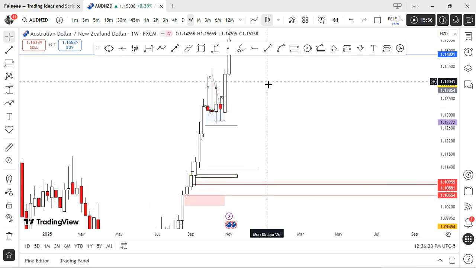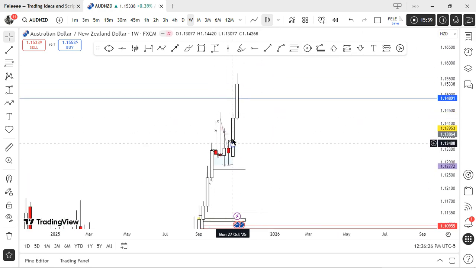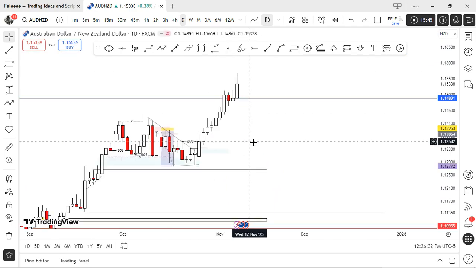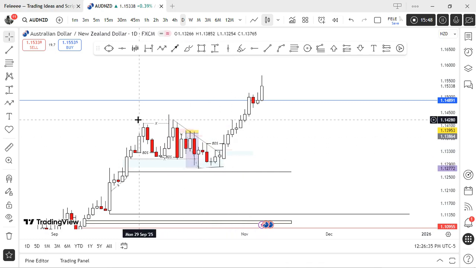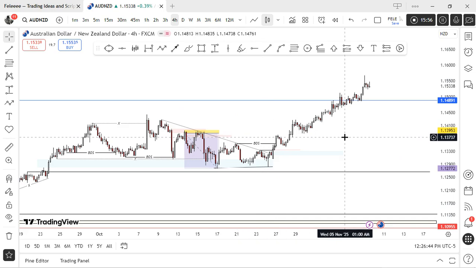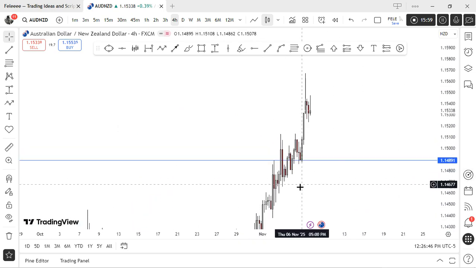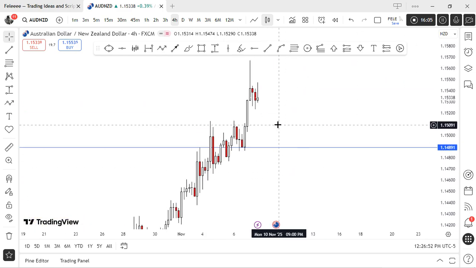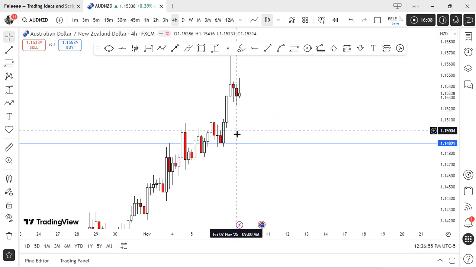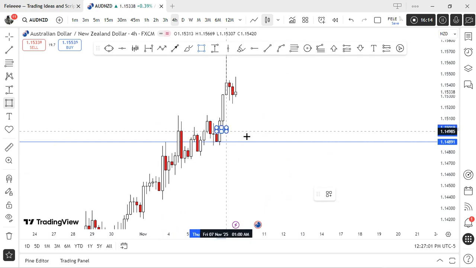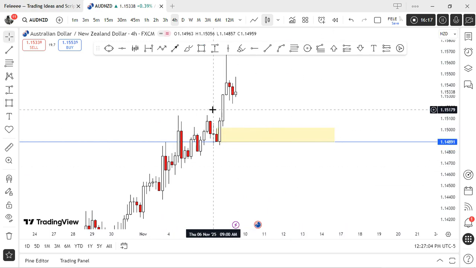on the weekly you see that price managed to create a break of structure with this huge strong bullish move. As we can see on the daily, price managed to break structure. When it goes to the 4 hour, first we see this is the break of structure that price broke and left a valid demand zone that has an imbalance in the middle of it.